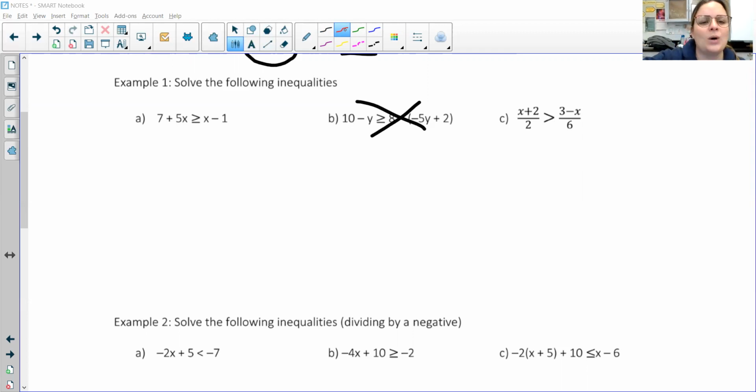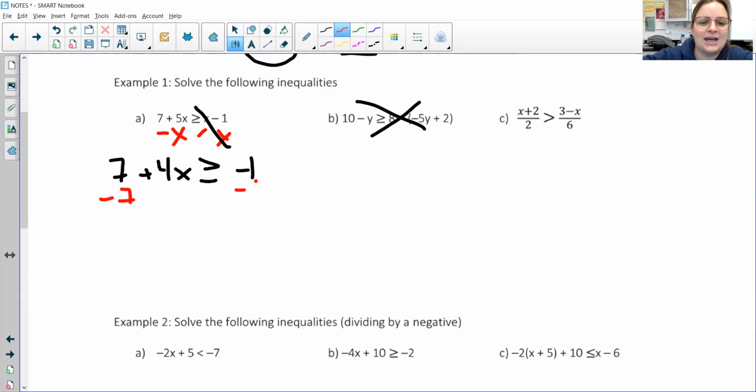With this one, I'm going to subtract x from both sides. That's a funky looking negative there, but you know what I'm talking about. I'm going to end up with 7 plus 4x is greater than or equal to minus 1, because x minus x is 0. Then I'm going to subtract 7 from both sides, so I get 4x is greater than or equal to negative 8.